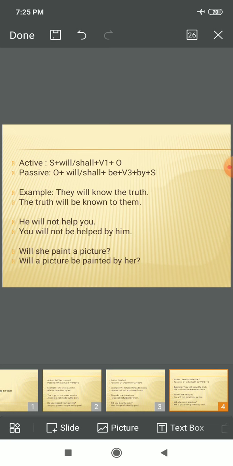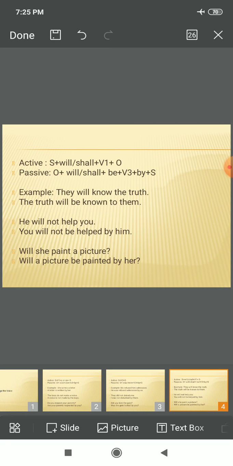Next is, he will not help you. Negative sentence. You, being the object, would come in the beginning. Will not becomes will not be. Remember listeners, we cannot write "you will be not helped by them." No, this is a wrong utterance. What will we write? He will not help you. Change into passive: you will not be helped by him.